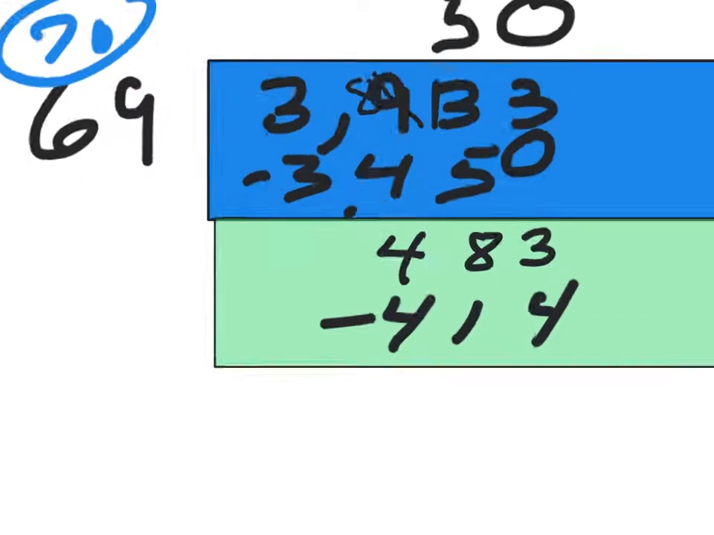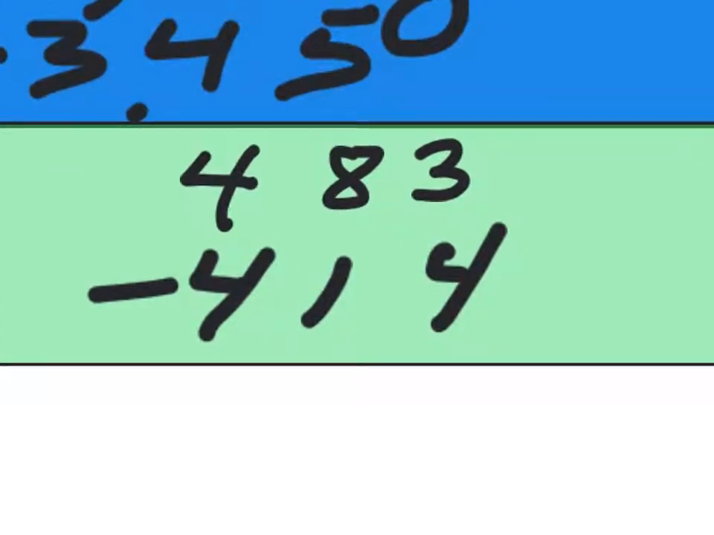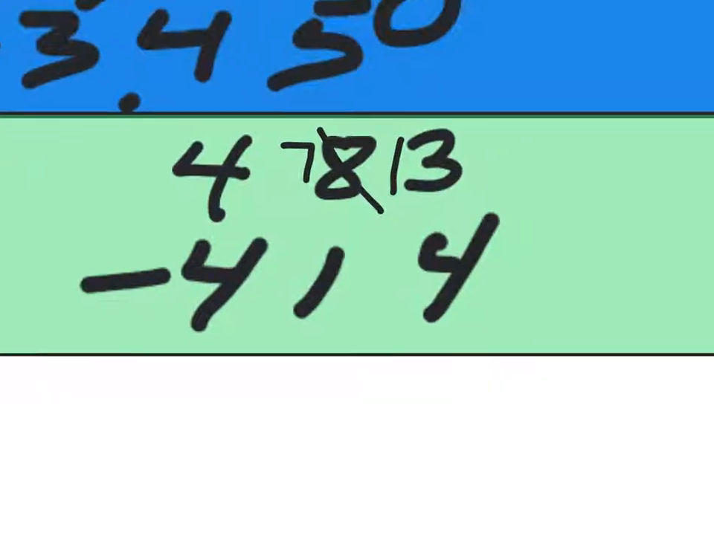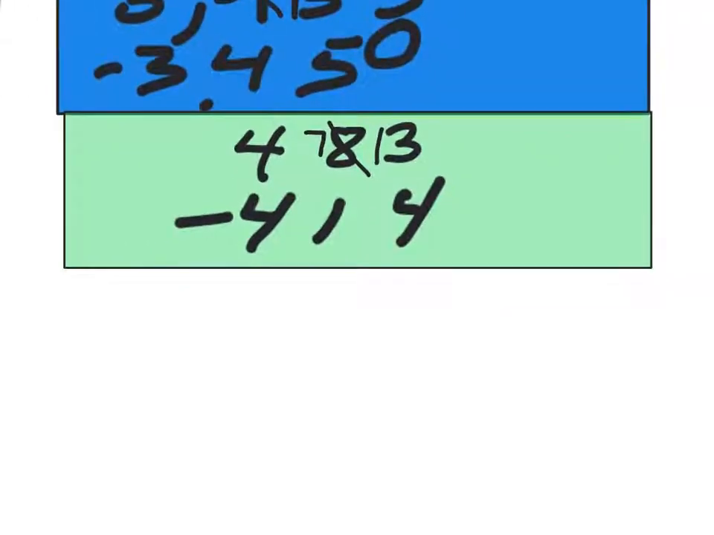Now, I like to always look for trouble coming, and bam, right away. 3 minus 4 cannot do. That is trouble. So I'm going to borrow from the 8, turn that 8 into a 7, turn the 3 into 13. I no longer have trouble coming. I got no trouble here and none there. So let's go ahead and make our next area box, and then we'll do our subtraction.